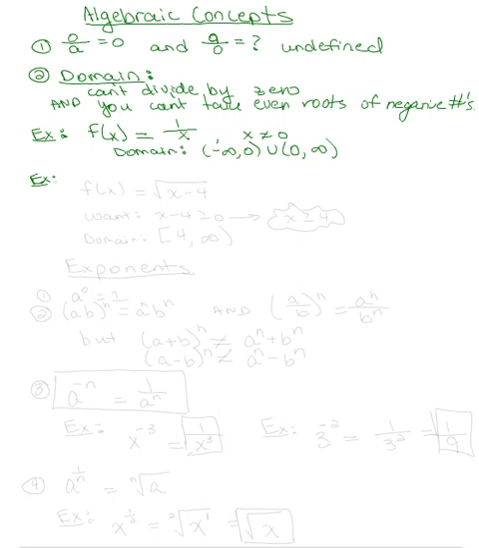Another example of domain would be f of x equaling the square root of x minus 4. We can't take the square root of a negative, so what we want is for x minus 4 to be greater than or equal to 0, and then we just simply solve for x, and we get that x must be greater than or equal to 4. We can write that in interval notation. It starts at 4 and includes 4 up to infinity.